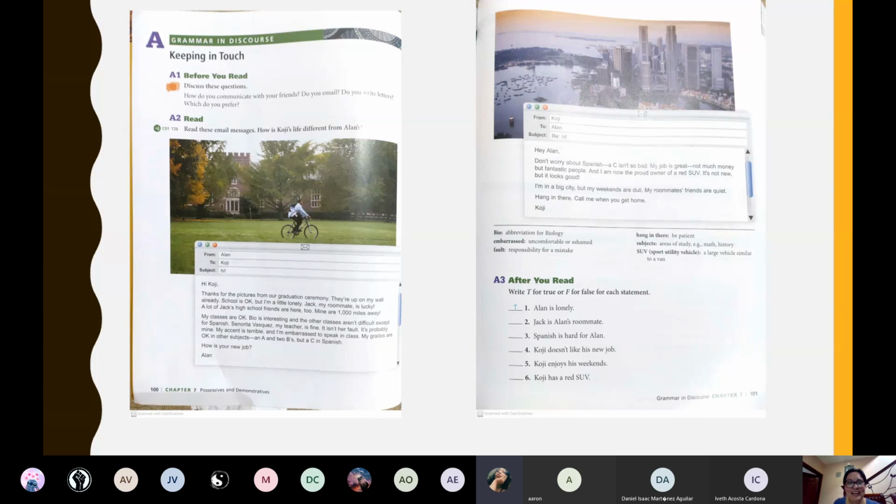And here in page 100, we have two friends. They are separated. They are in different places and they communicate, but using what? What do you see here they are using to communicate? What is this? Is it WhatsApp or Facebook or email or what? Someone there is an email, right? They communicate by email.